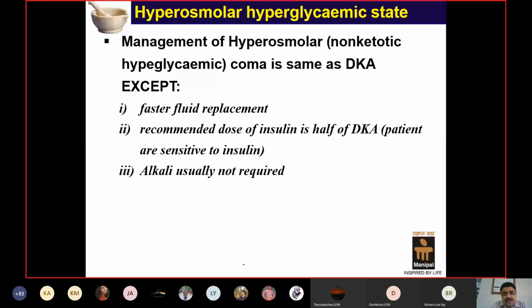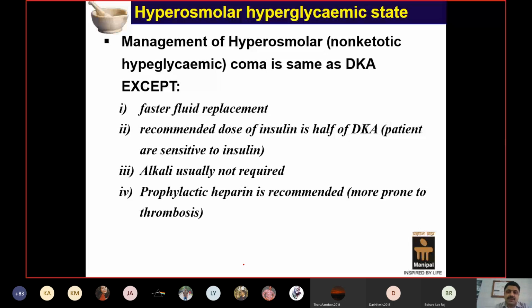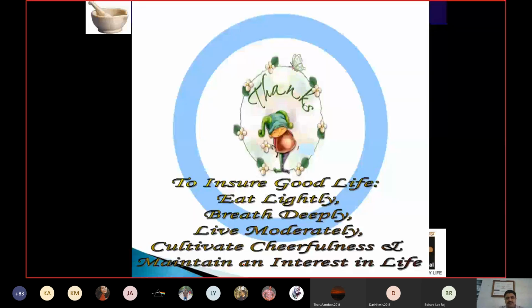And then prophylactic heparin is recommended because the patient is more prone to thrombosis. In diabetic ketoacidosis, we were not preferring heparin, it was not needed, but in this case, it is recommended. So I think this is all about the pharmacotherapy of diabetes mellitus. If you have any questions, you can ask. Otherwise, we will go with the MCQs.